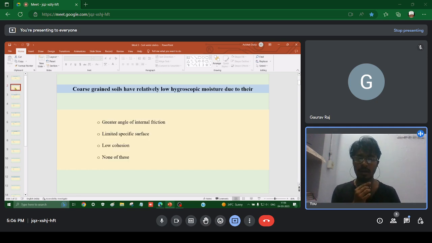Coarse grained soils have relatively low hygroscopic moisture due to their. What is the reason for the low hygroscopic moisture of coarse grained soils? The options are greater angle of internal friction, limited specific surface, low cohesion, or none of these.